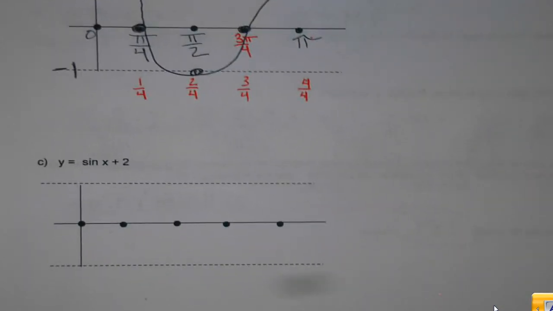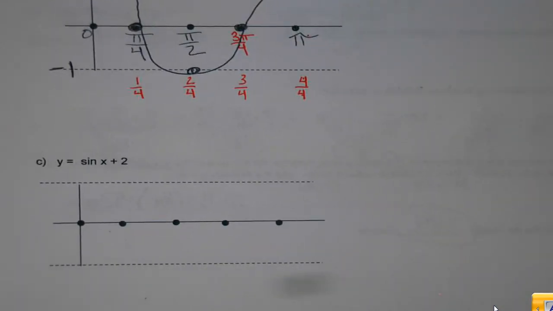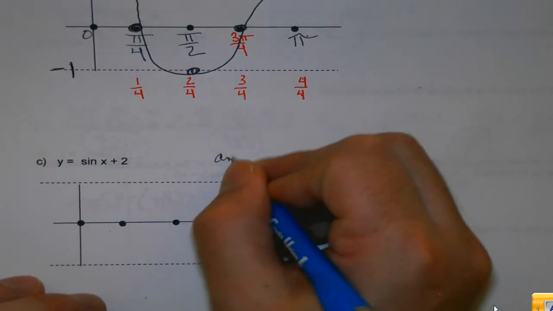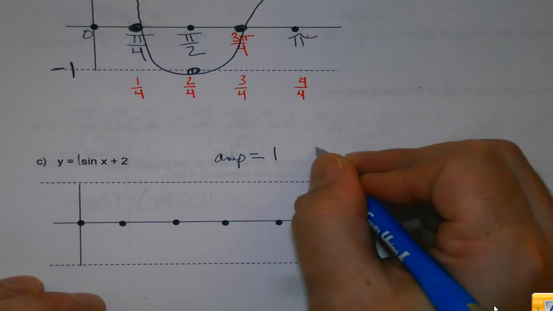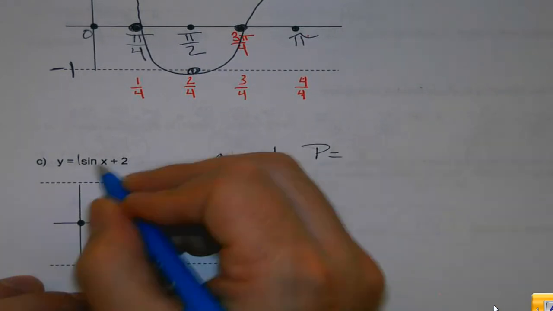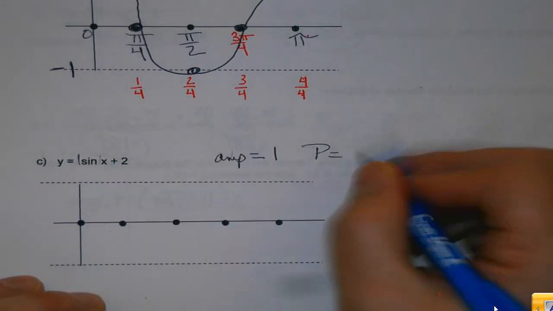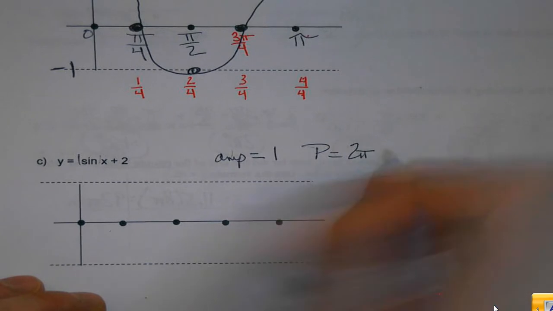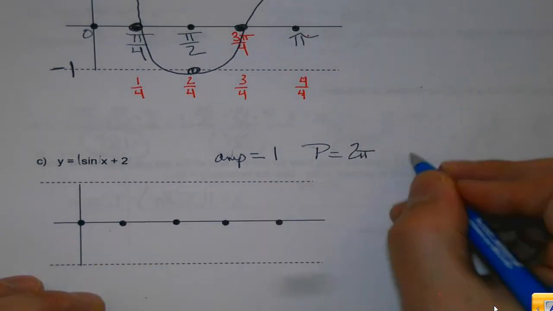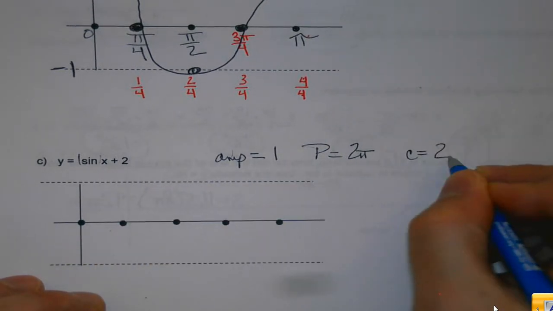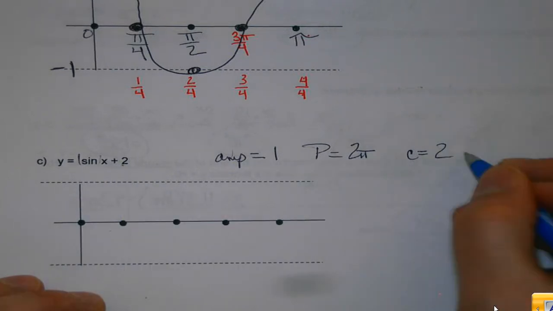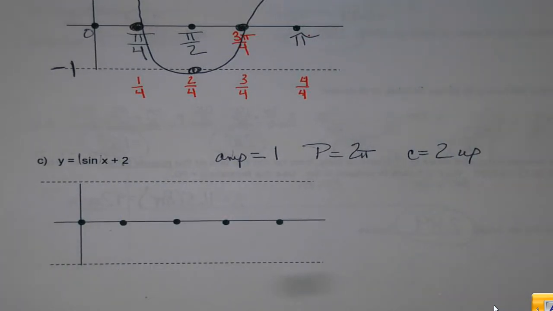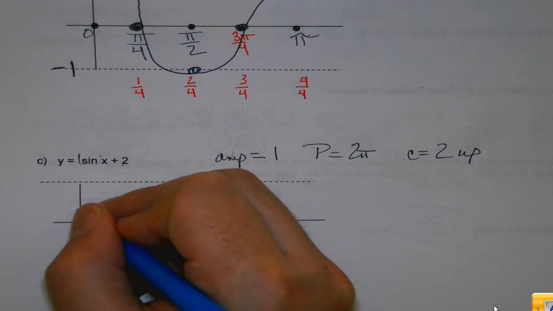I get to C. Now this time, silly man, I didn't put in the amplitude and period slots. So my amplitude, the value in front, is 1. My period, no value in front of the x here, would just be 2 pi, but I have a C value this time. What direction does that plus 2 mean? We're going to shift everything 2 up.